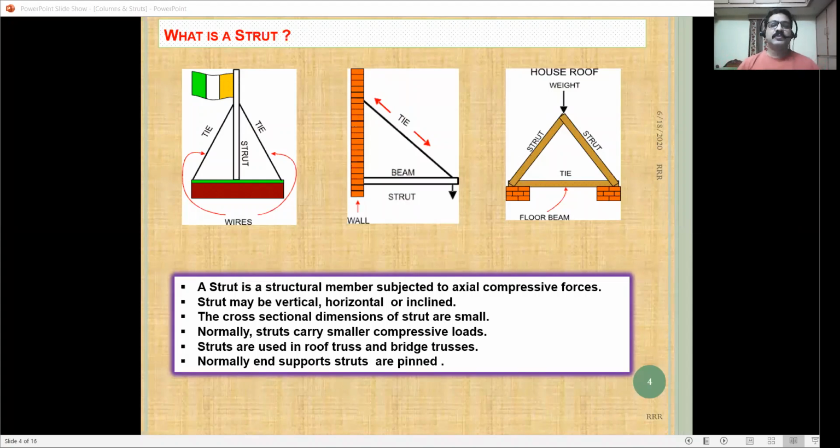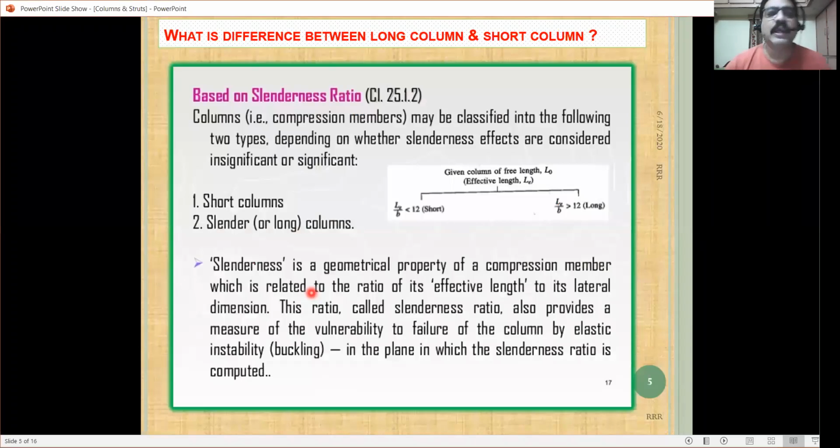Yes, next, every time it is a little bit confusing. So till now we have discussed what the difference is between a strut and a column. Now we'll look at the column itself. There are two cases. Sometimes we call it a short column, sometimes we call it a long column.